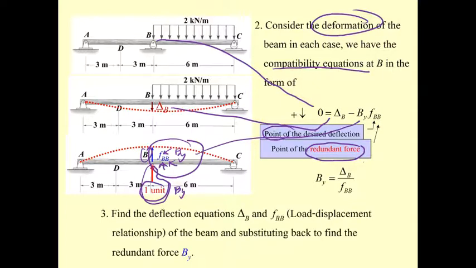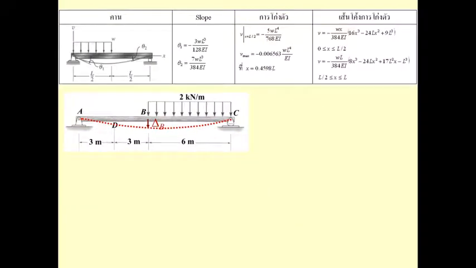So now we go back to the previous chapter. We can determine the deflection delta B and F sub BB by various methods, such as double integration, moment area, conjugate beam, the unit load method, or even Castigliano's theorem. But for this one, we have the table. This one is for the beam and this one for the deflection curve equation.